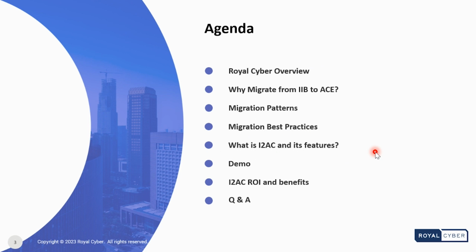So here is a quick look at the agenda. First, a brief overview about who we are, and we'll talk about why to migrate from IIB to App Connect. What are the available migration patterns, and some of the best practices recommended by IBM and from our own experience. What is I2AC, by the way, which is the crux of this webinar, and what are its features? Then we will let you see a demo of the product, and we'll finally close with the ROI of the solution and some benefits.